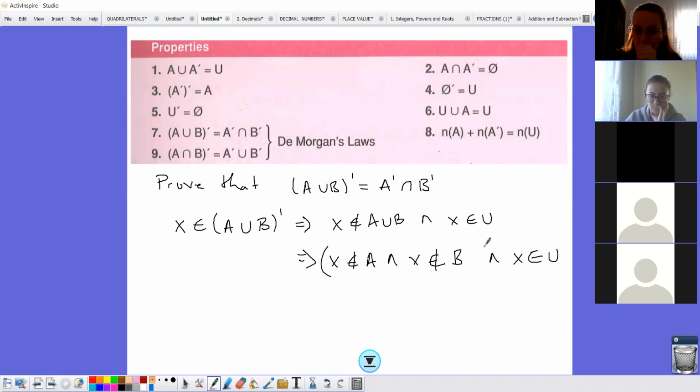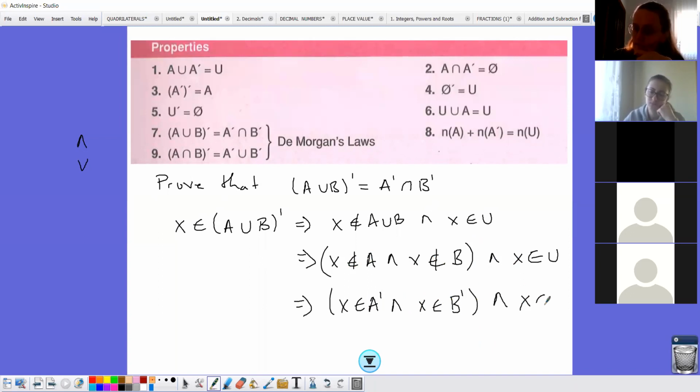Teacher, this sign, is it and? Yes, and. From logic, you need to know this is and, this is or. It's okay, this one? Yes. If it's not element of A, then X is element of A prime. And if X is not element of B, X is element of B prime. And X is always element of the universal set. Yes?